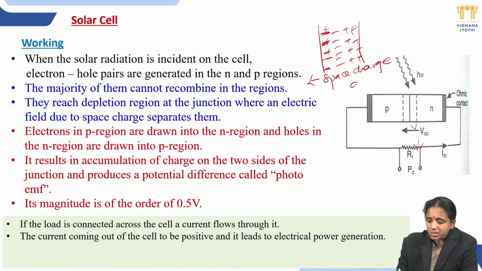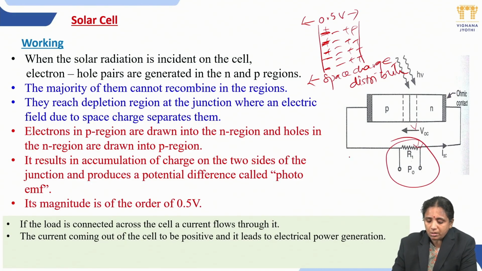This is also defined as a space charge distribution. This will generate a small voltage, nearly 0.5 volts, across the junction. For this voltage, when we connect a load resistor across the circuit, it results in the generation of the current. If the load is connected, then the current will flow.